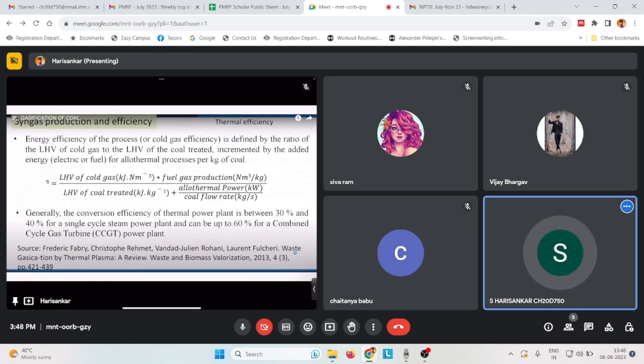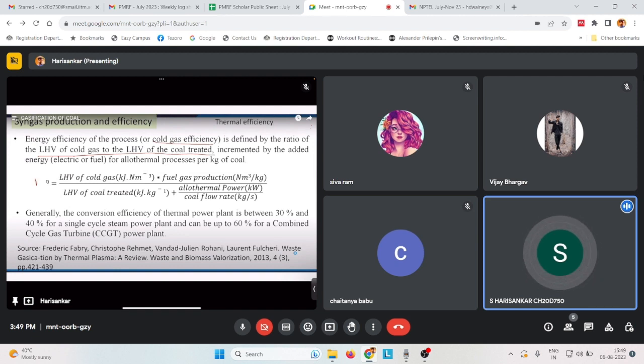Okay, so the energy efficiency of the process, or coal gas efficiency, is defined as the ratio of LHV, or lower heating value, of coal gas to the lower heating value of the coal treated, incremented by the added energy, electric or fuel, for the gasification processes per kilogram of coal.